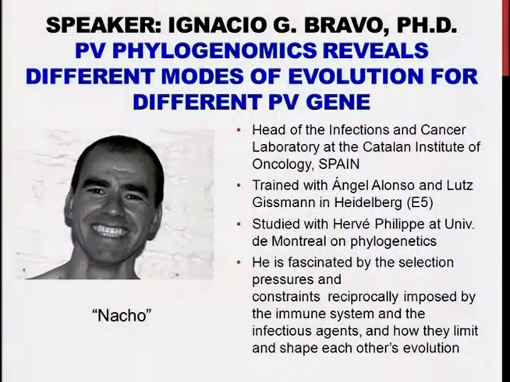Our second speaker will be Dr. Bravo from Spain. The topic of his talk will be phylogenomics and how it reveals different modes of evolution for different genes. He's now the head of the infections and cancer laboratory at the Catalan Institute of Oncology in Spain. And he trained with some well-known persons in the HPV field, Angel Alonso and Lutz Gissman, where he studied the biological and evolutionary functions of E5. He then went to Montreal to learn phylogenetics, and he's been interested in the evolution and selective pressures of the HPV genomes for a number of years.